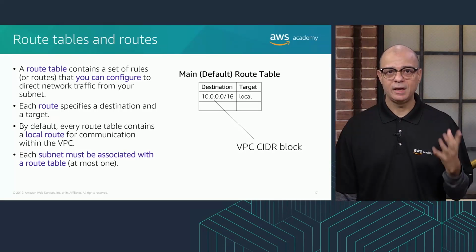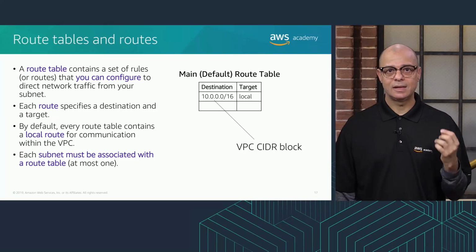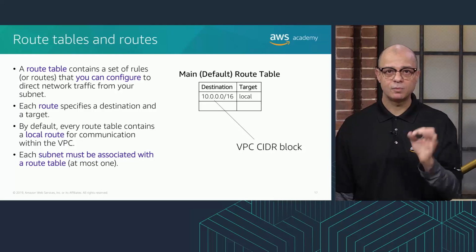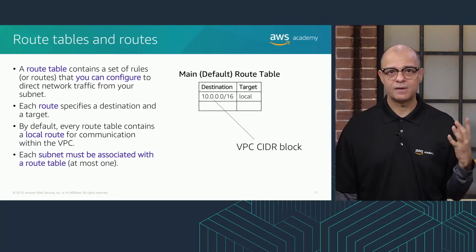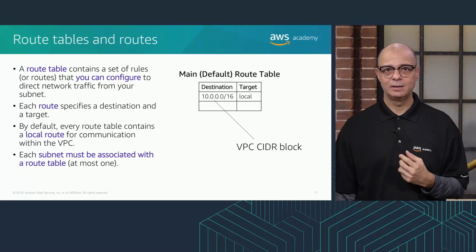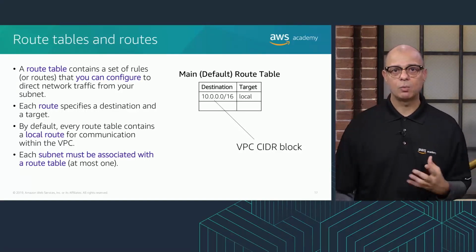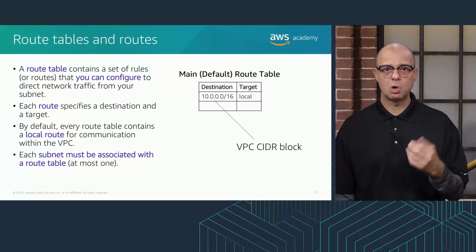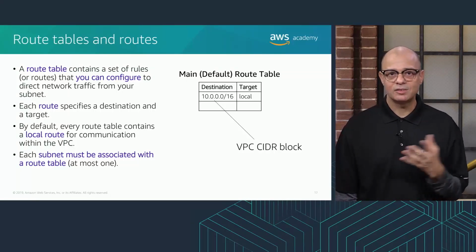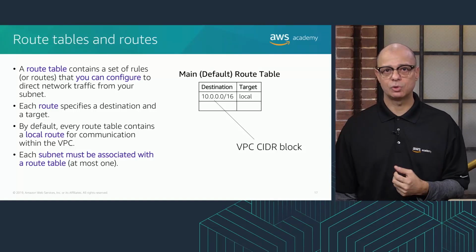A route table contains a set of rules called routes that directs network traffic to and from your subnet. Each route specifies a destination and a target. The destination is the CIDR block where you want traffic from your subnet to go. The target is the processing resource where the traffic is sent through.